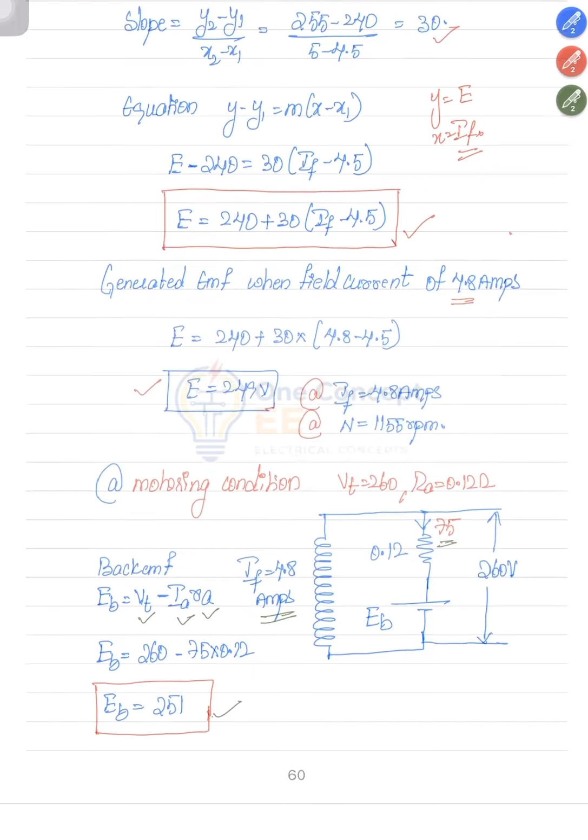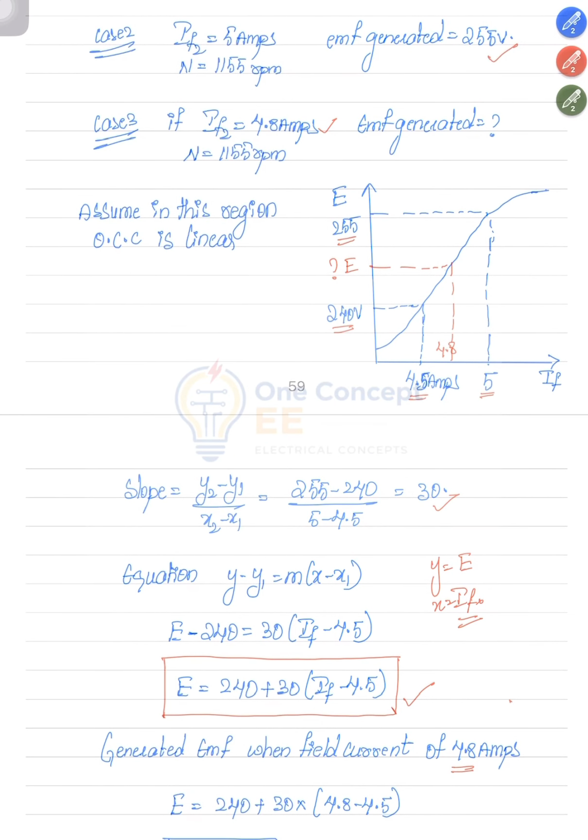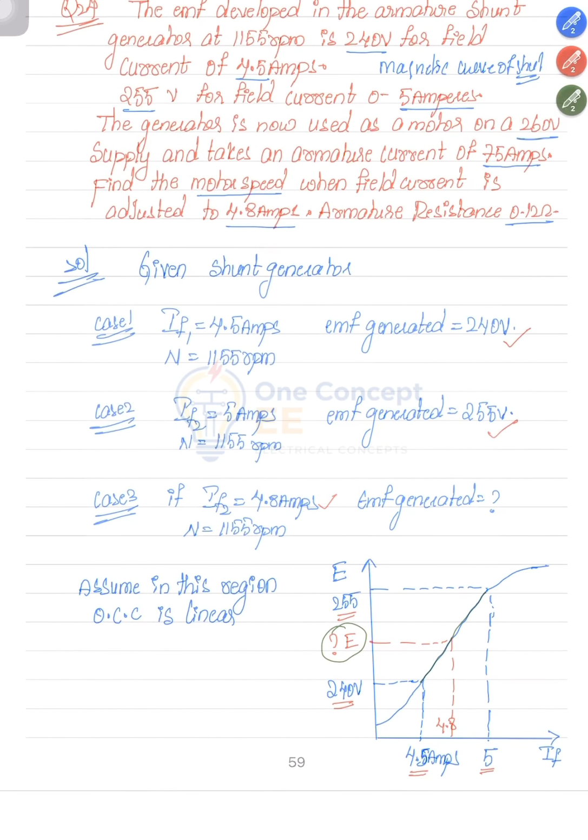Here the main concept is we should calculate the generated EMF by using the slope only. Otherwise, we will end up with a wrong answer. If the question mentions the slope of the magnetizing curve, we must include it in the solution.